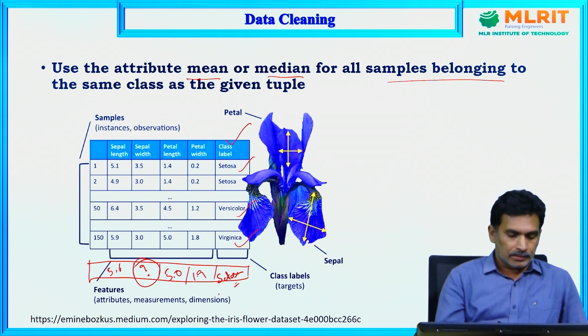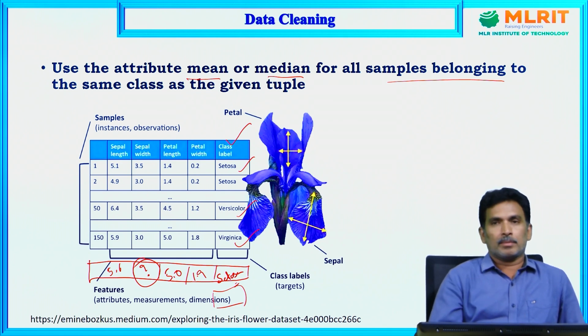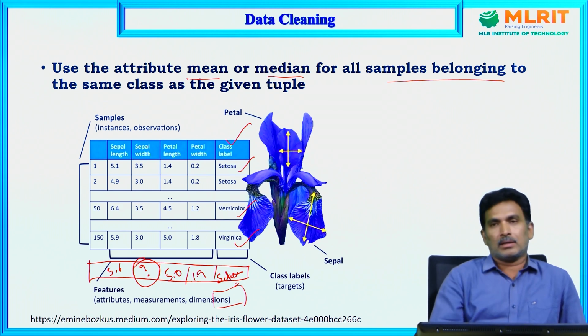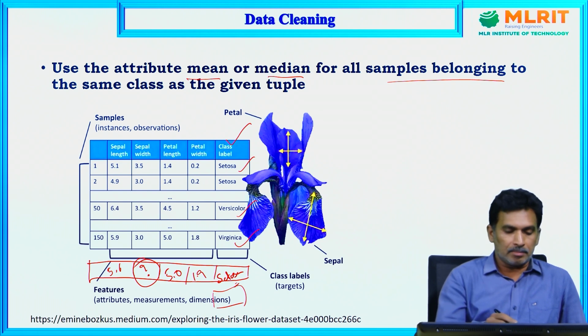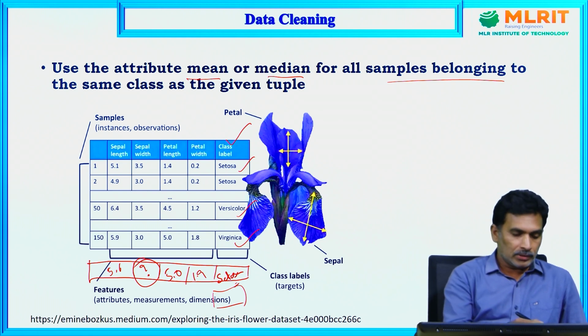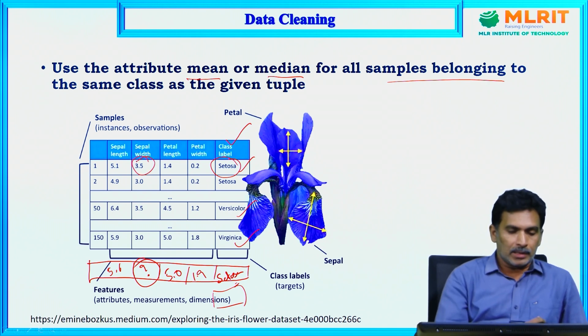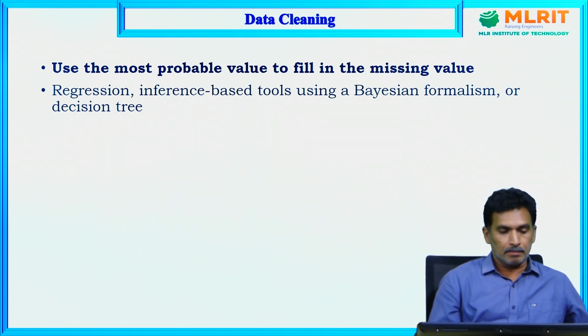If the class label is missing for this sample also, we cannot follow this approach. So if you know the class label of that particular sample, and if any other field values are missing, we identify the similar samples. In this case, we collect all the samples belonging to the class setosa, calculate the mean or median of the sepal length, and fill in the resultant value to fill this missing value. So this is another best approach.